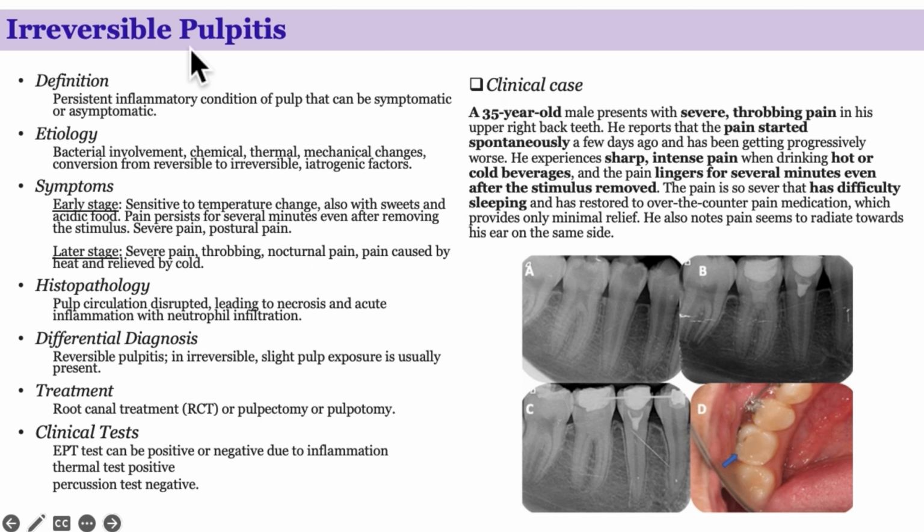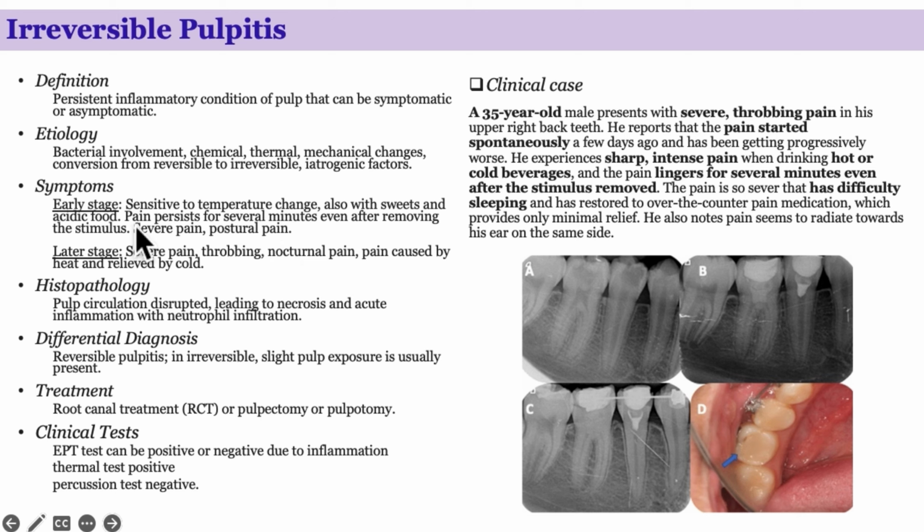Irreversible pulpitis: a persistent inflammatory condition of the pulp. It can be symptomatic or asymptomatic. The etiology is the same as reversible pulpitis, and reversible pulpitis can also convert to irreversible pulpitis. Symptoms: in asymptomatic, we don't have any symptoms or signs, but in symptomatic irreversible pulpitis, we have two stages, early and late. In the early stage, we have sensitivity to temperature change, sensitivity to sweet and acidic food, and our pain persists for several minutes even after removing the stimulus.